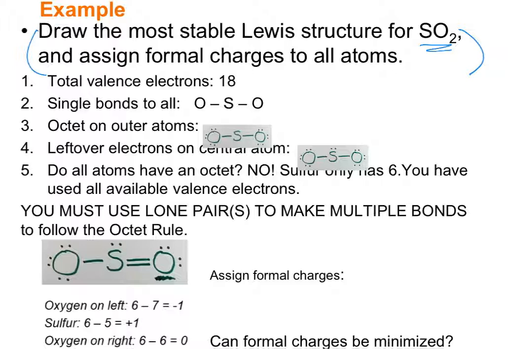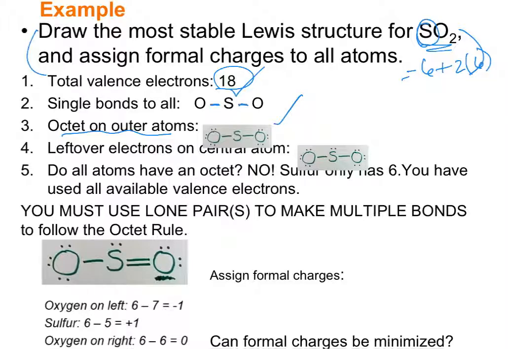So step 1 says count all valence electrons. And so when we do that, we see that there are 18. The central atom, the less electronegative atom, is in fact sulfur, so that goes in the middle. And I'm going to make single bonds to each of the other oxygen atoms. Step 3 says to give the outer atoms an octet, which I've done here.